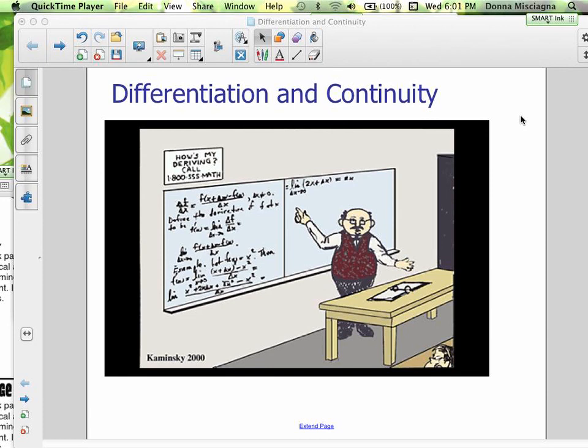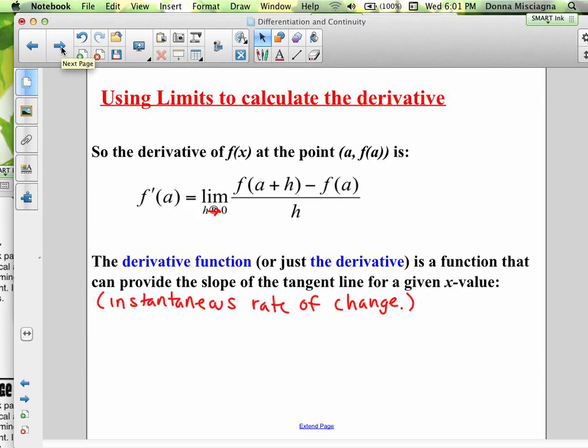And if we look carefully at his work, he is doing the limit of the difference quotient, which means he's finding the derivative. So a little review of the derivative, and then we'll get into our concept for today: using limits to calculate the derivative.